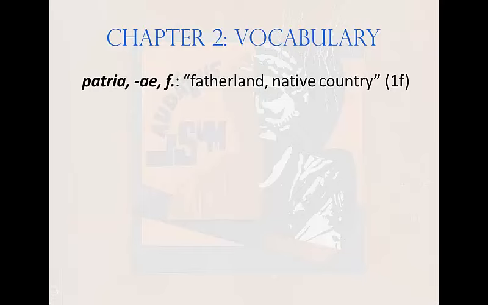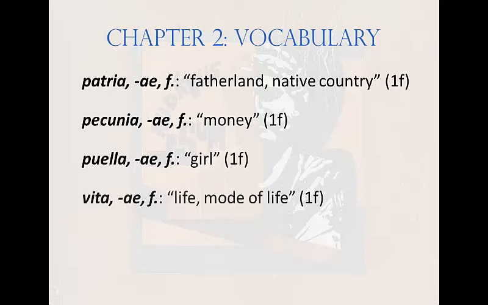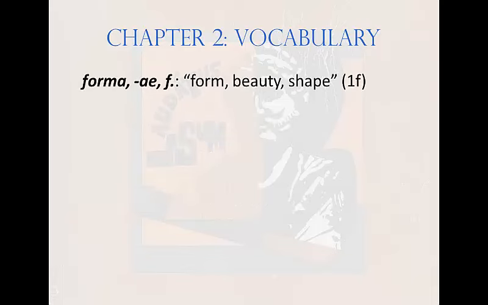The next word is pecunia, pecuniae, feminine, meaning money, also a first declension feminine noun. The next word is puella, puellae, feminine, meaning girl, another first declension feminine noun. Vita, vitae, feminine, means life or mode of life, and is also first declension feminine. Forma, formae, feminine, means form or beauty or shape. It is a first declension feminine noun.